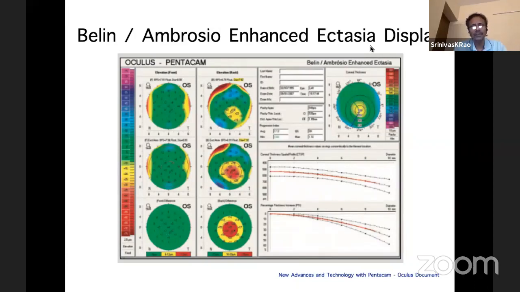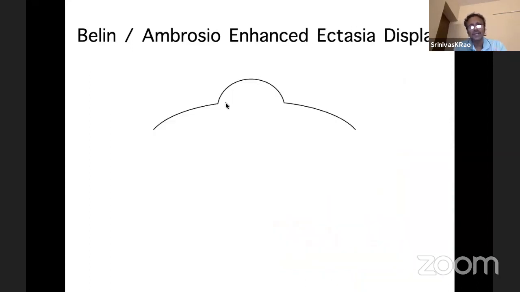So let me just use a cartoon to try and explain what this means. What Belin and Ambrosio said was that if you have a keratoconus, and this cartoon represents that, there's a bump in the cornea here, we would like to pick it up very easily. Even if it's a very minor bump, the idea of the BAD display is to help you detect it as a clinician. So let us say that the base cornea is 44 diopters, and in this example, the cone is 48 diopters. It's 4 diopters steeper.